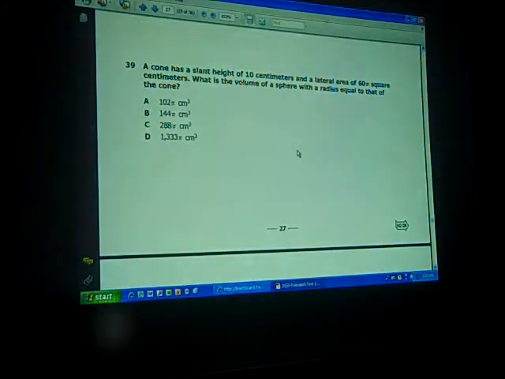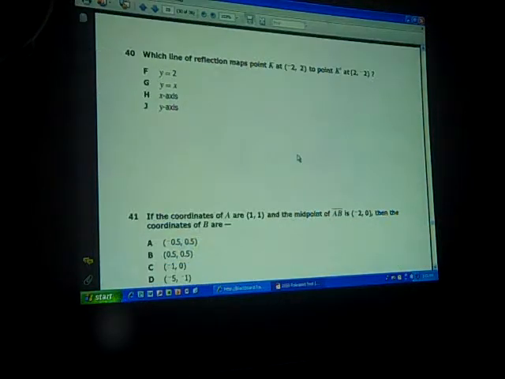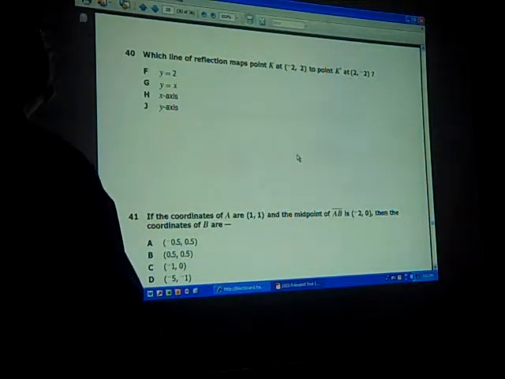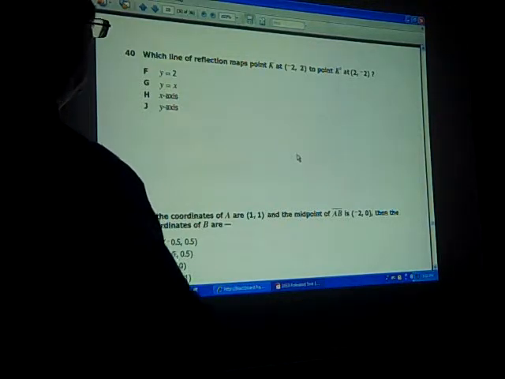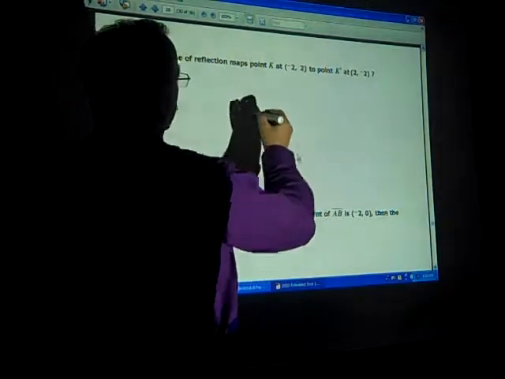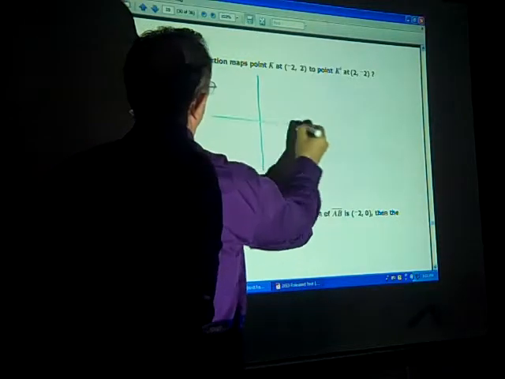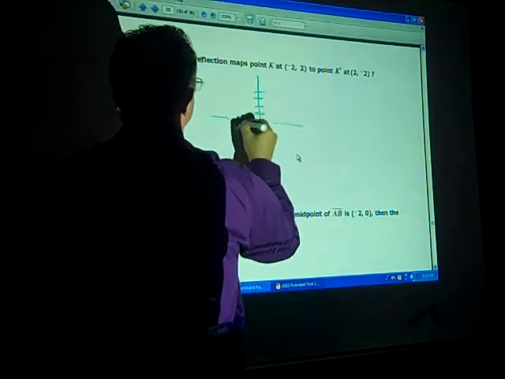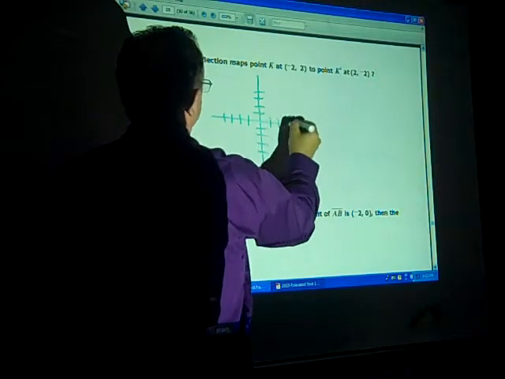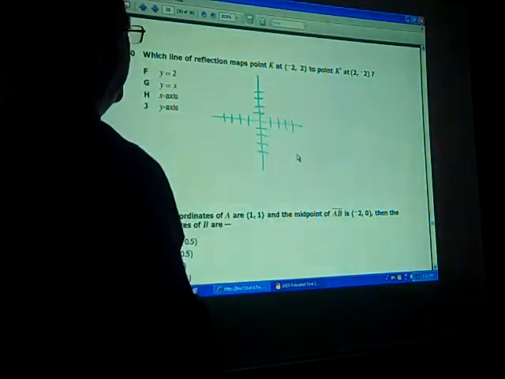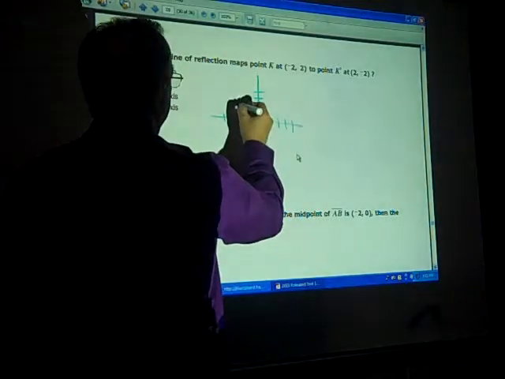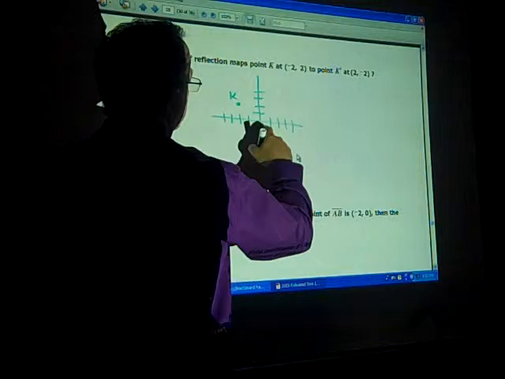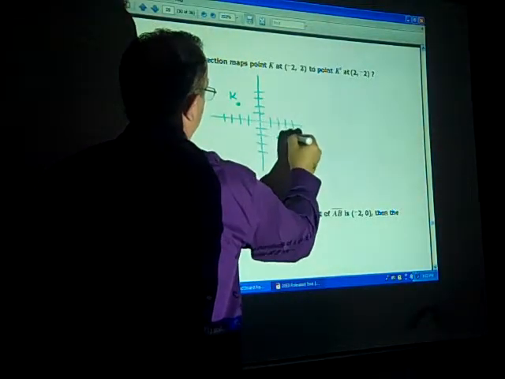All right, number 40. I think that's most of our work. Which line of reflection maps point K at -2, 2 to point K prime at 2, -2? All right, so first, let's just draw a crude graph here. 1, 2, 3, 4 is enough. K is at -2, 2, so that would be right here. K prime is at 2, -2, which would be right here, K prime.